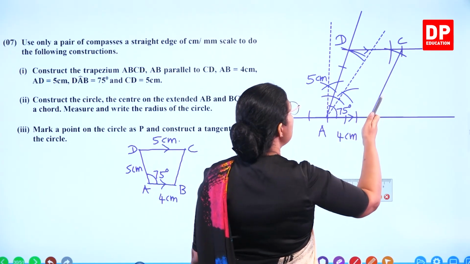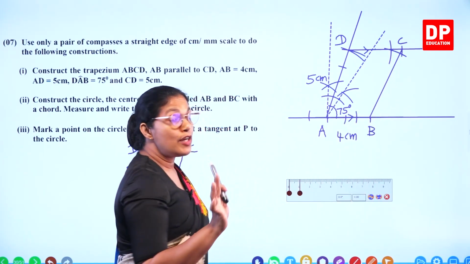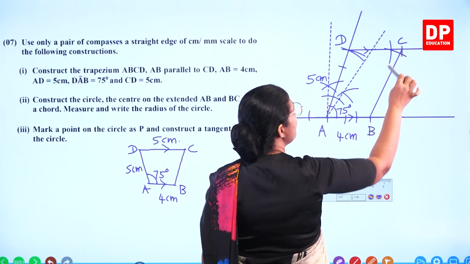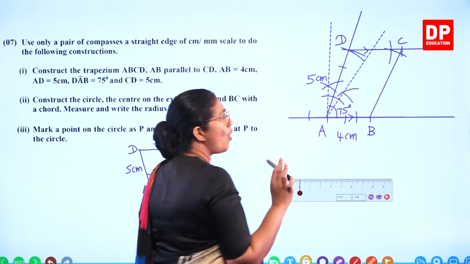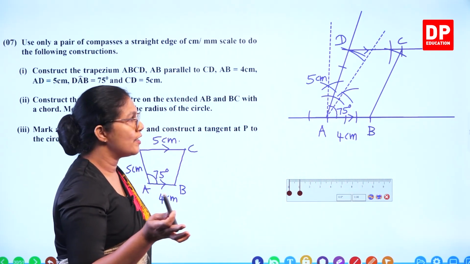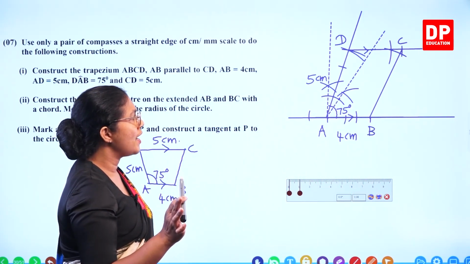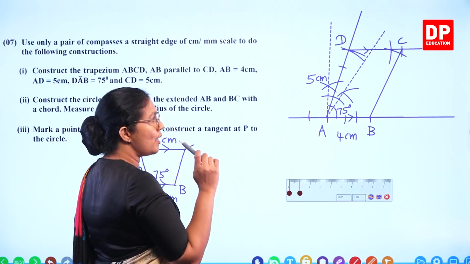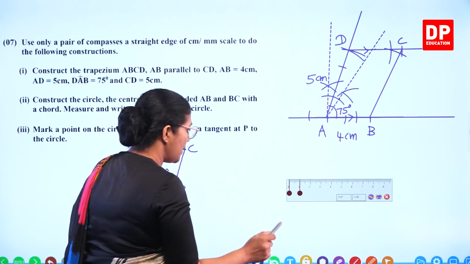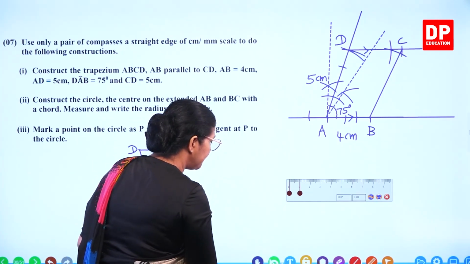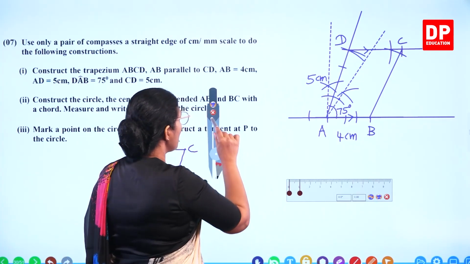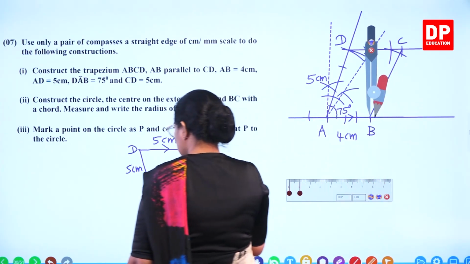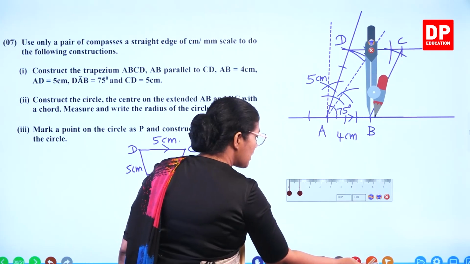So BC is a chord. When you connect the center and the midpoint of the chord, that should be perpendicular. So the easiest way to find out the center is we can construct the perpendicular bisector for BC. So let's take the compass and we'll construct the perpendicular bisector. I'll take a different color for that.